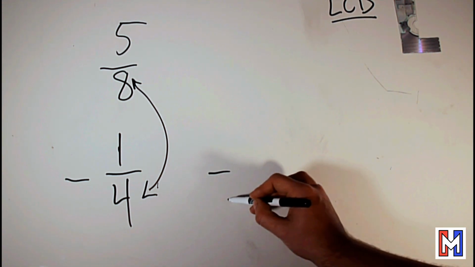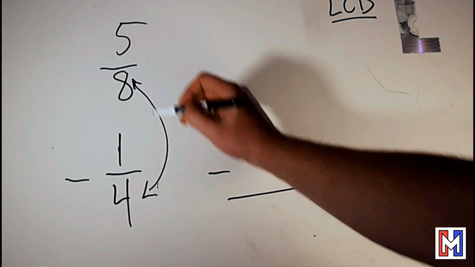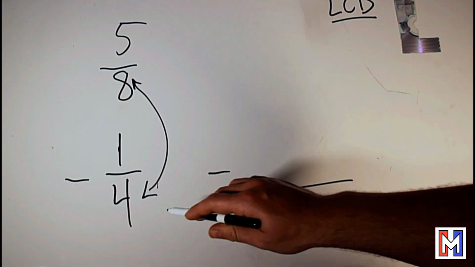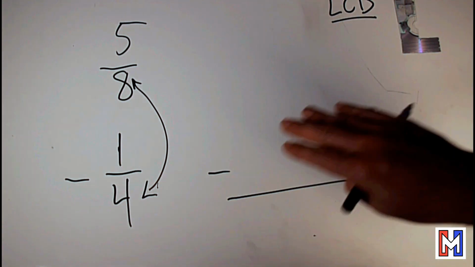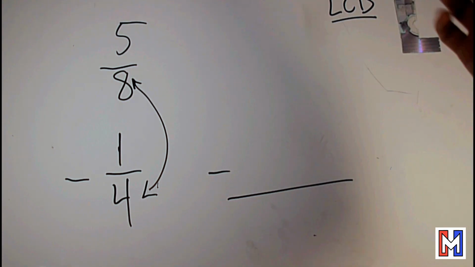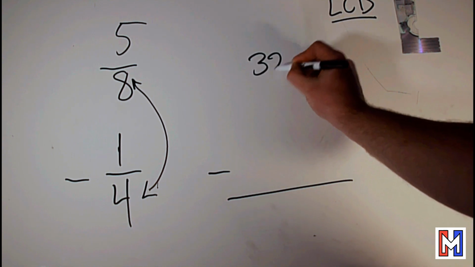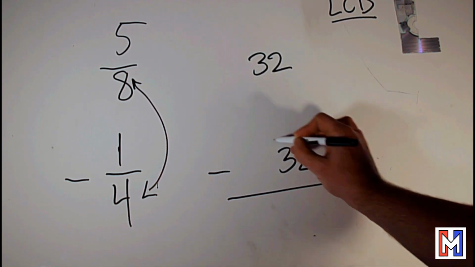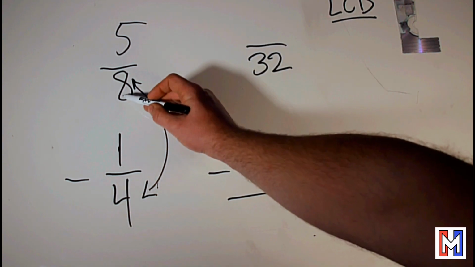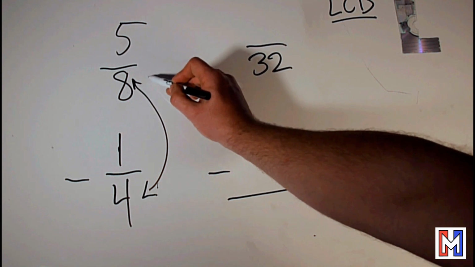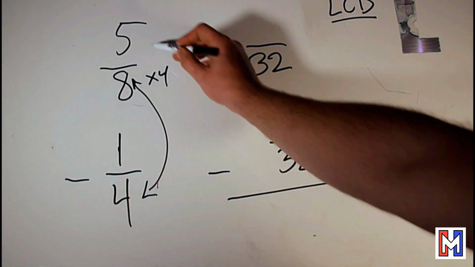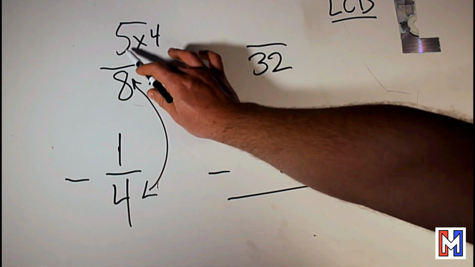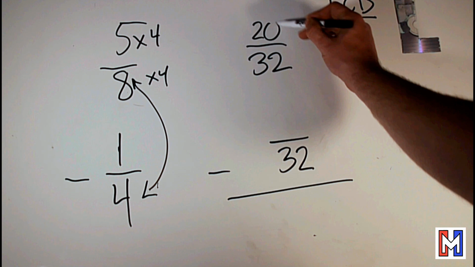So let's try it here. When we multiply 8 times 4, think of it this way, 8 times 2 is 16, so 8 times 2 twice, 16 plus 16, and that's 32. So our denominator is going to be 32. Now how do we get 32 from 8? We multiplied it by 4. Whatever we do to the denominator, we have to do to the numerator. 5 times 4 is 20.